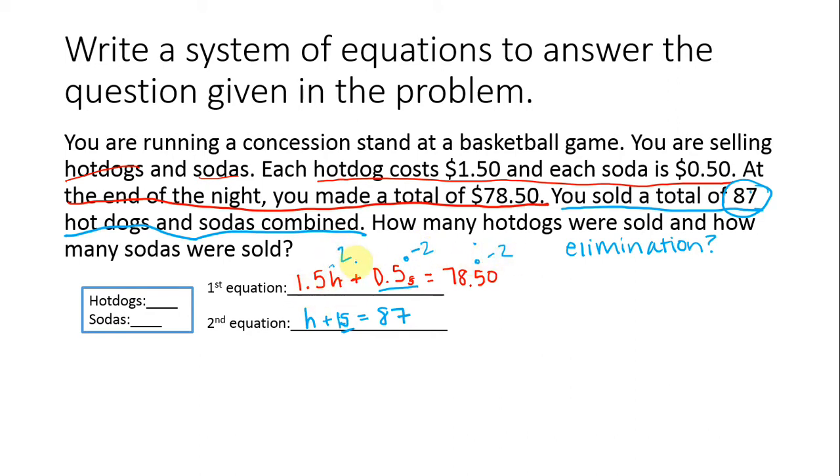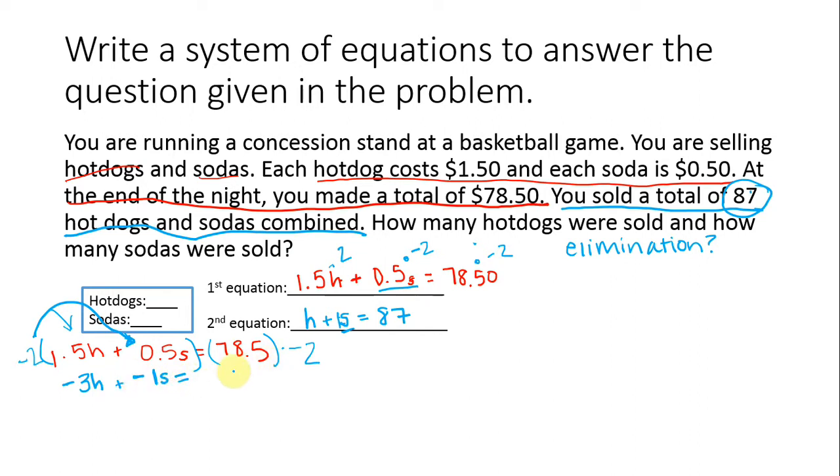In other words, I'm going to rewrite this equation in red, and I'm going to multiply everything by negative 2. Negative 2 times 1.5 H will give me negative 3H, plus negative 2 times 0.5 will give me negative 1S, and negative 2 times 78.5 gives negative 157. You can use the calculator on your computer, or a Google calculator. It doesn't matter. When we're working with decimals, feel free to use a calculator.